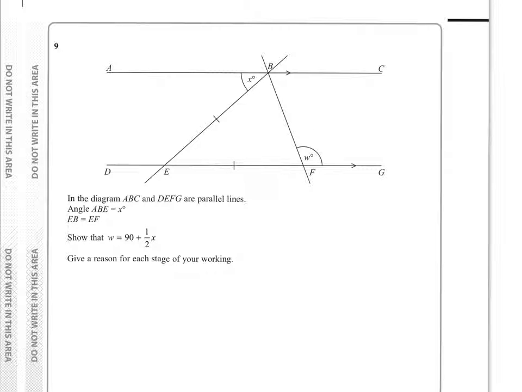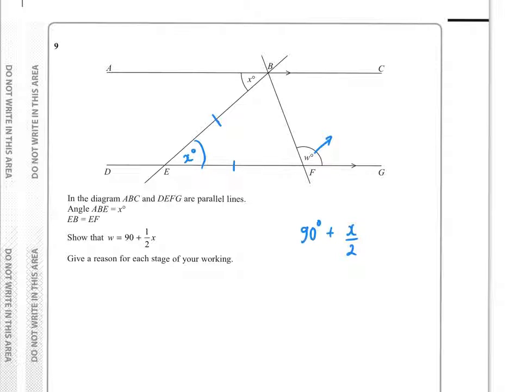Question 9. We've got to show that this angle here is 90 plus a half of x. And we've got to give a reason for each stage of our working. Well, the first thing to notice is that we've got an isosceles triangle EBF, and this is going to be x degrees because it's an alternate angle.